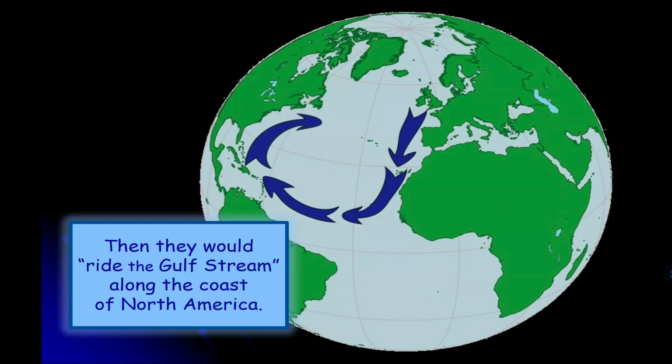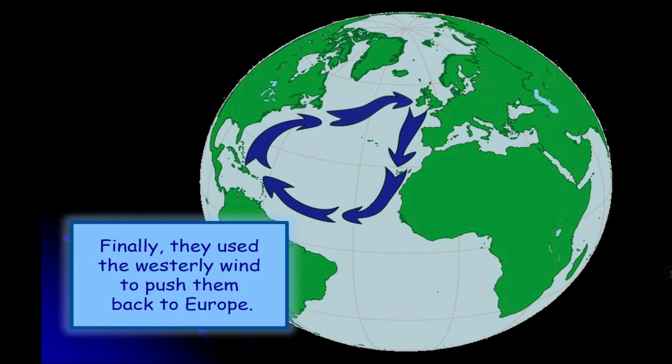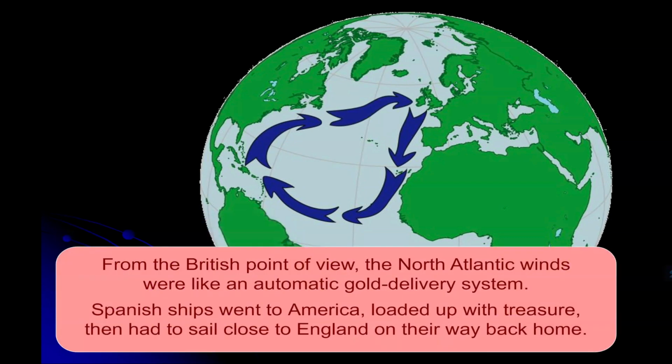They'd land on one of these little islands or the north coast of South America. And then when they got all full of gold and things like that, they would load up sugar from the plantations there, and they would head north on the Gulf Stream, which would carry them all the way across the ocean and back to England. Or, from the British point of view, this is like an automatic gold delivery system.